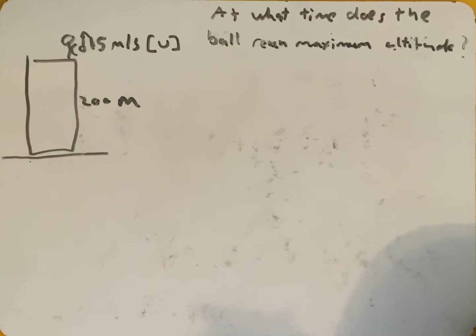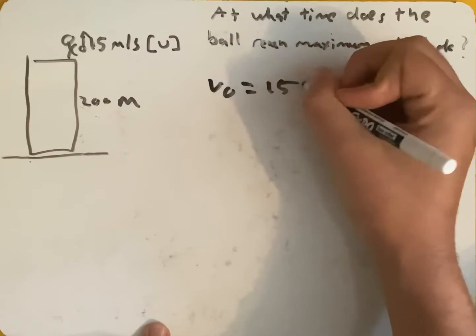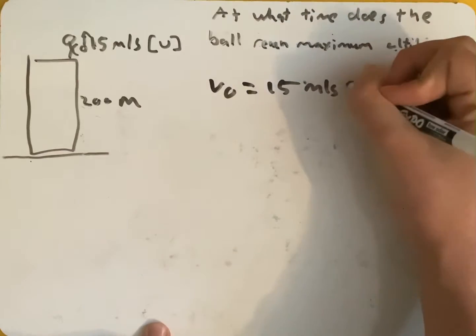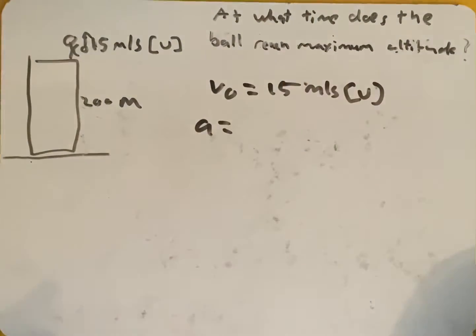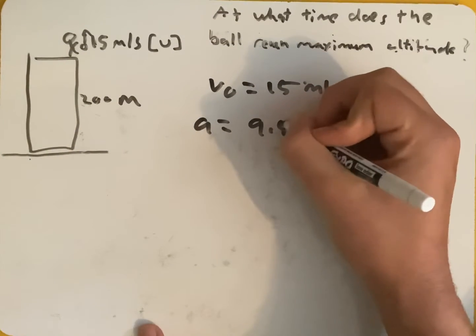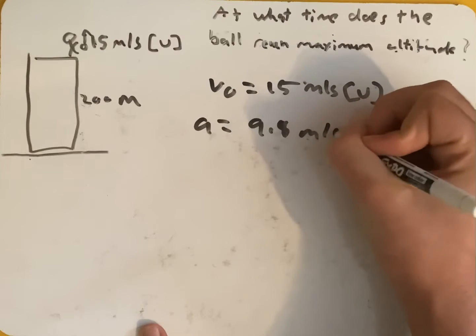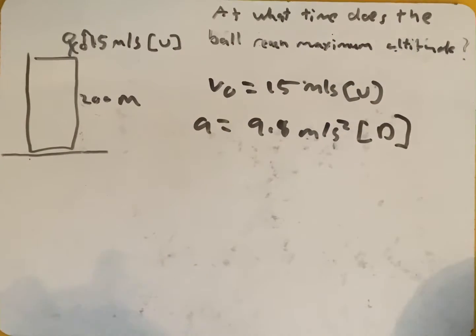when you've finished. So, with all kinematics questions, it's always useful to write down all the information that you're given. So in this case, we're given the initial velocity of the ball, which is 15 meters per second upwards. And we know the acceleration of the ball, which is going to be the acceleration due to gravity, which is 9.8 meters per second squared, downwards.